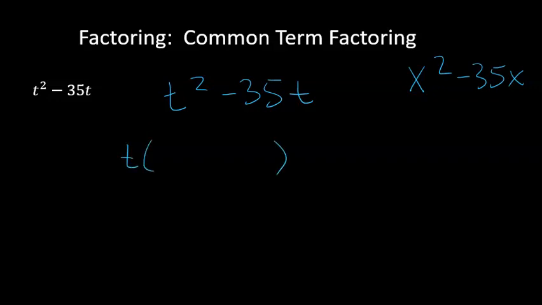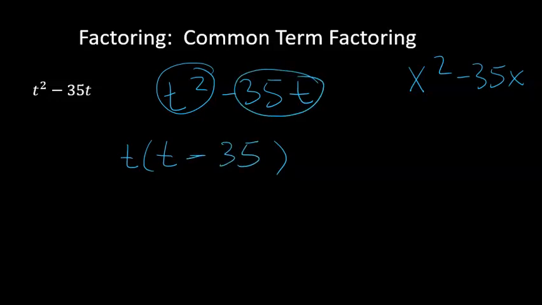So what do I do? If I pull a t out of this, what do I get? I get 1 left. And if I pull a t out of the second one, what do I get? I only get a 35. I keep the sign, and that's what I get.